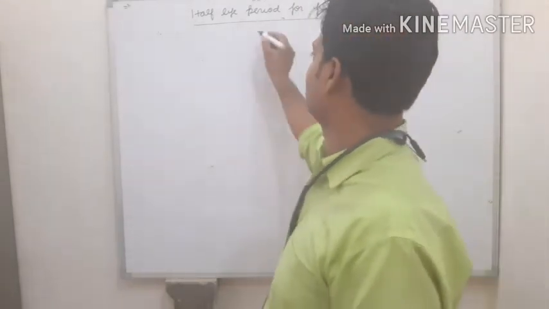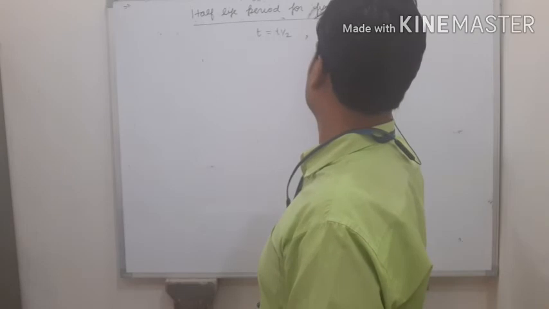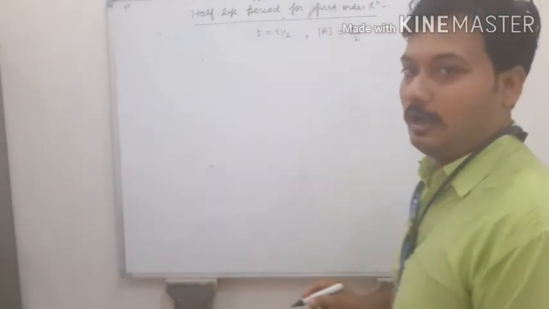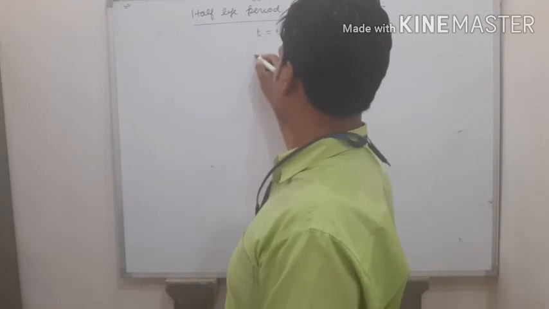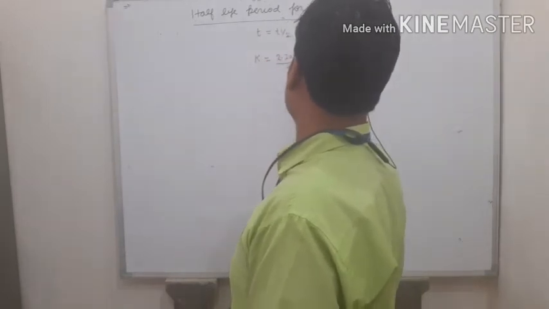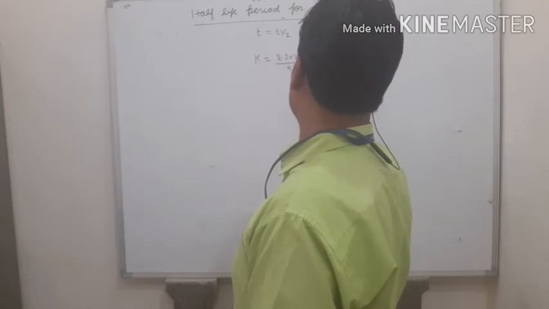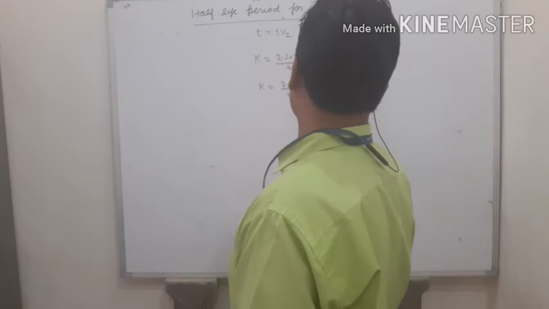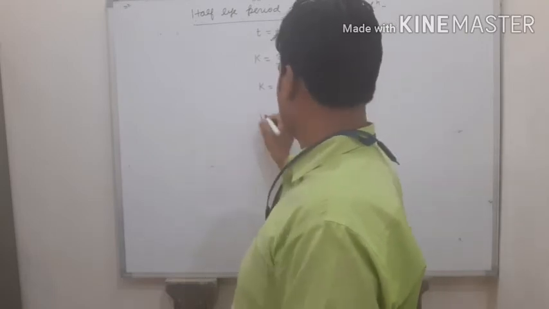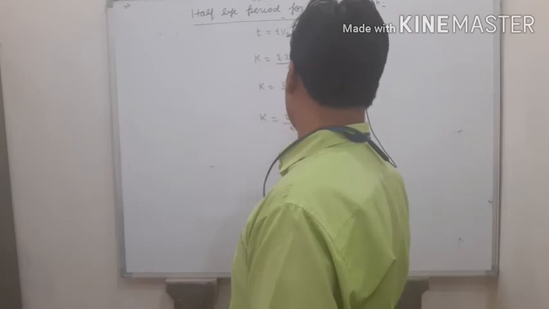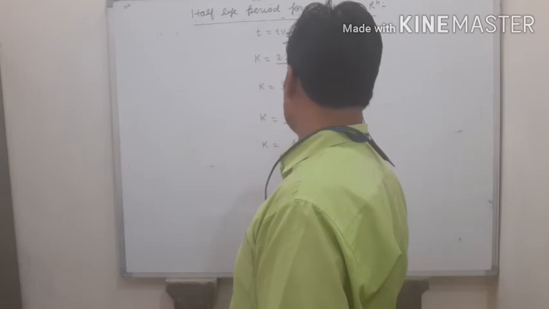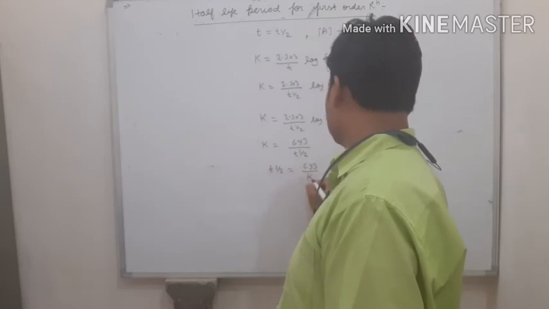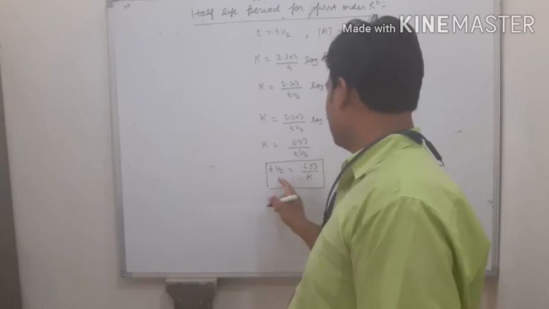As we know, t is equal to t half, a is equal to a naught by 2, because the final concentration remains half. So students, here we can write k is equal to 2.303 upon t log a naught upon a naught by 2. So k is equal to 2.303 upon t half log 2. k is equal to 0.693 upon t half. We will get that t half is equal to 0.693 upon k. So this is the relation between t half and rate constant.